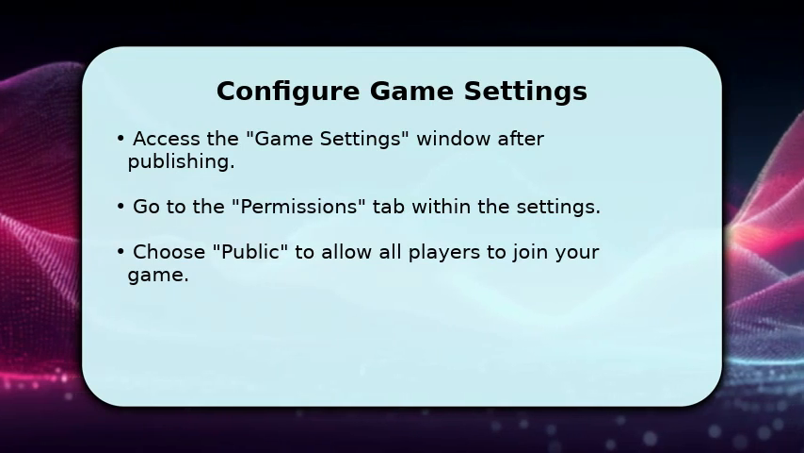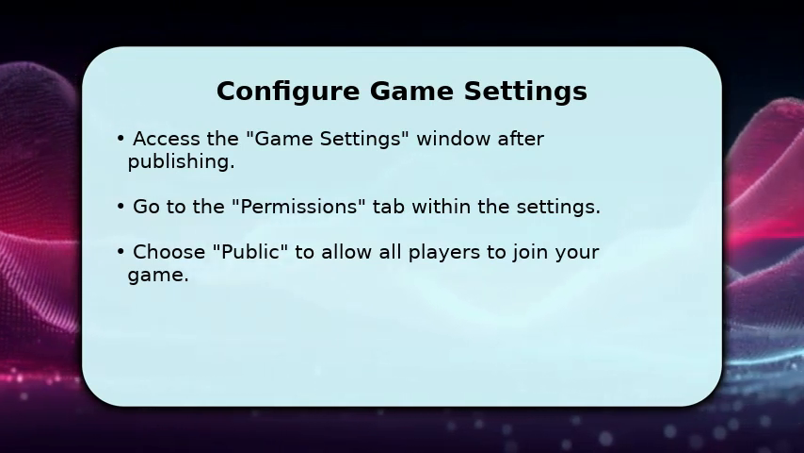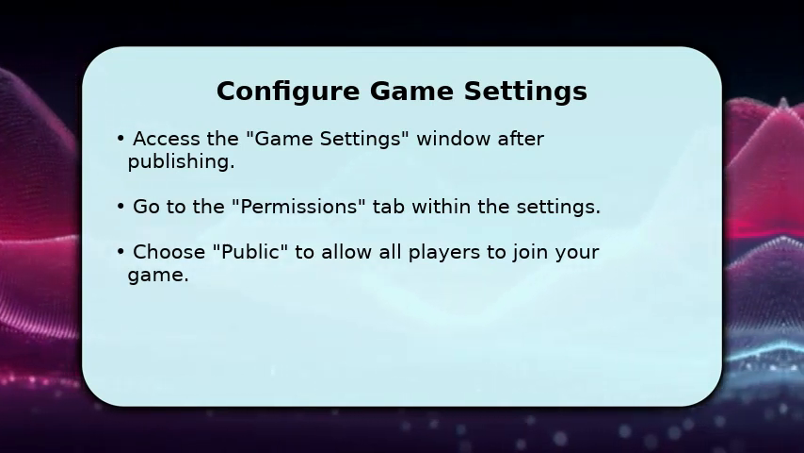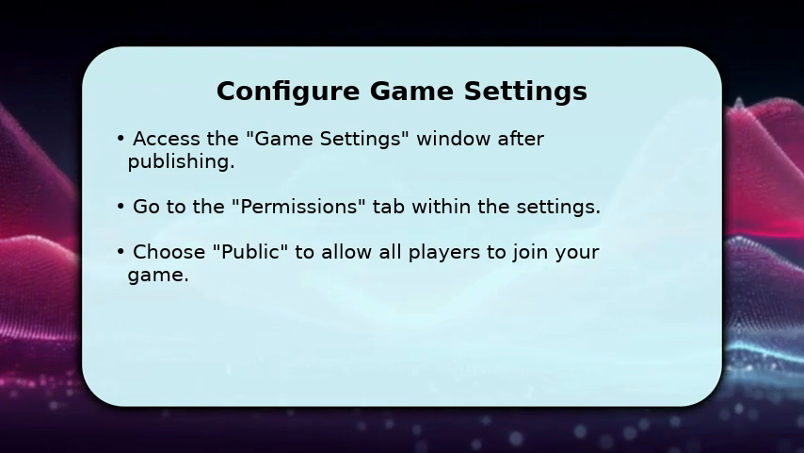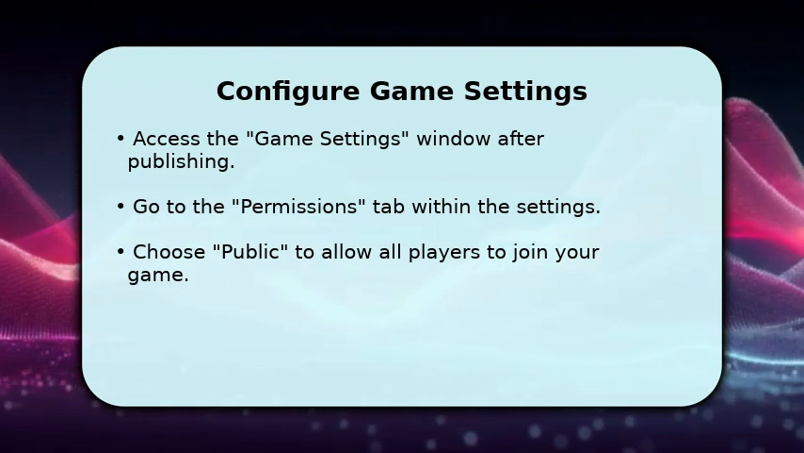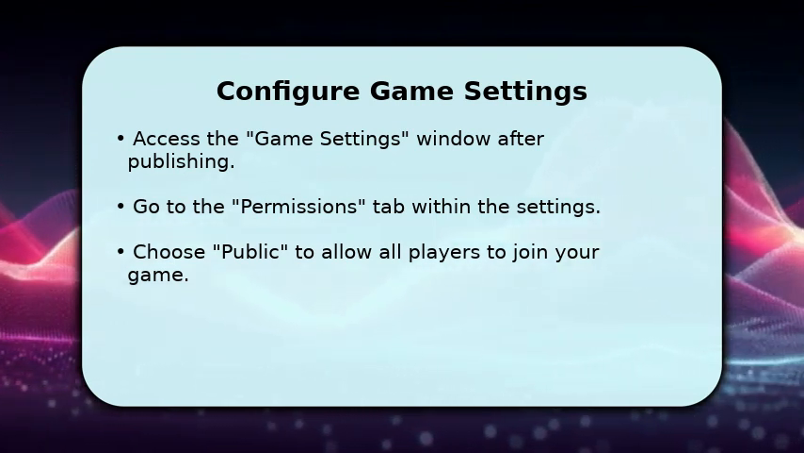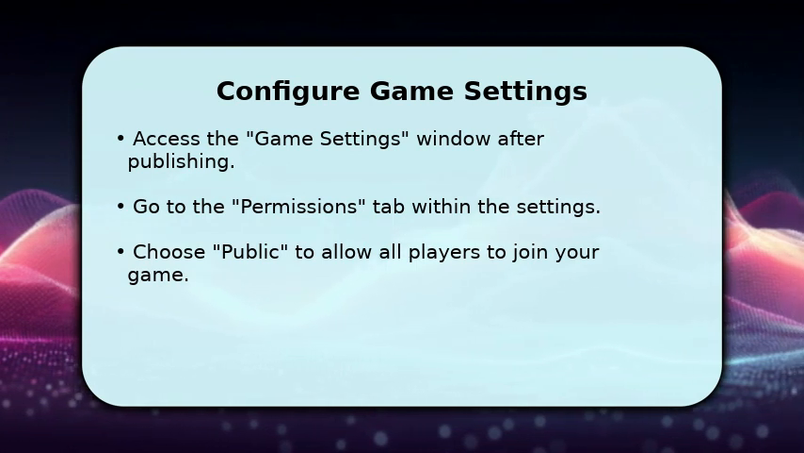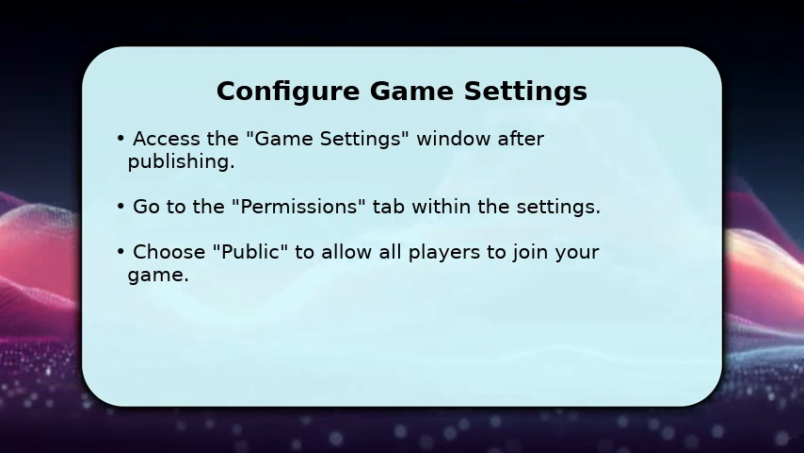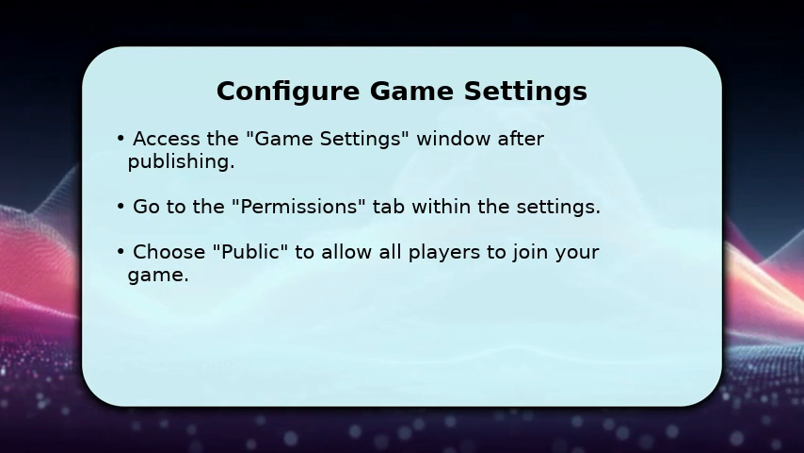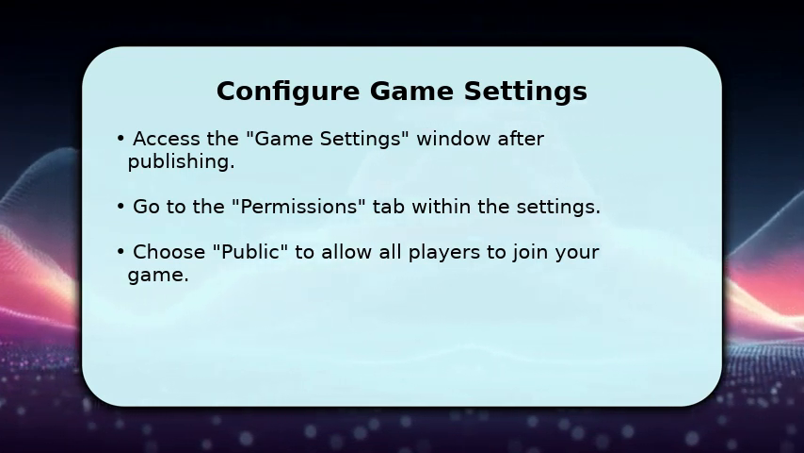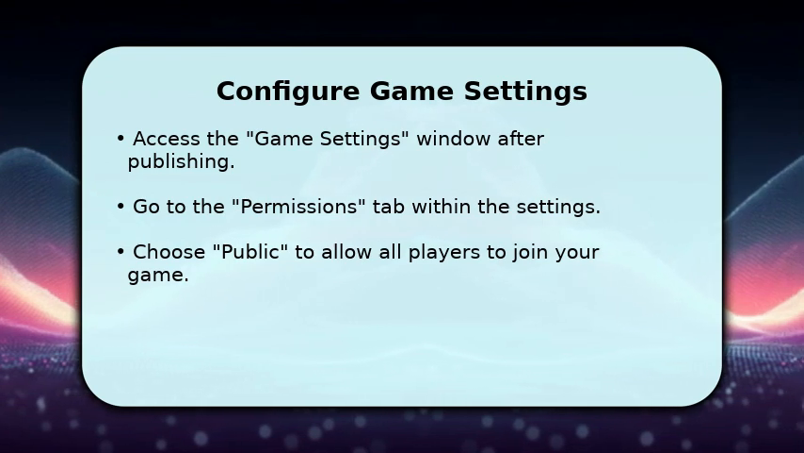After publishing, the Game Settings window will appear. If it doesn't, you can find it under the File menu. Within this window, navigate to the Permissions tab. Here, you will see options for who can access your game. Select Public to ensure that all players on Roblox can find and join your creation. This is a crucial step for visibility.